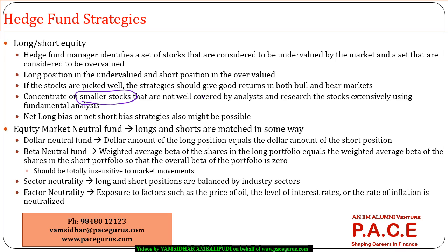So those small stocks would be researched by the hedge fund managers. They will see whether these stocks are overvalued or undervalued, and based on that they would position their investments accordingly. In some cases, instead of exactly balancing the long and short, they may have a net long bias, meaning they would have the majority of long positions and very few short positions. Or they can have a net short, meaning more shorts and fewer long positions, as a part of this strategy.